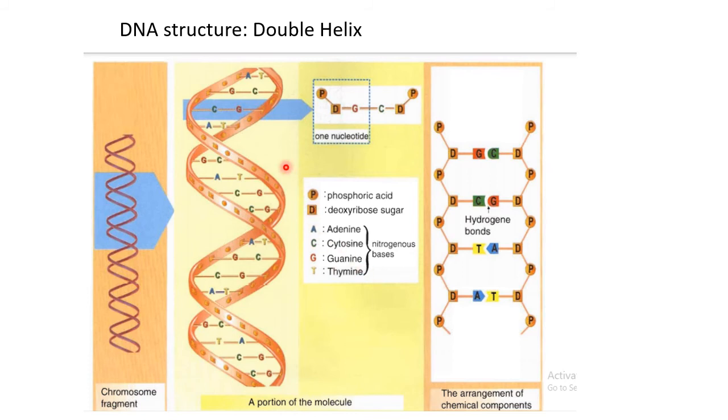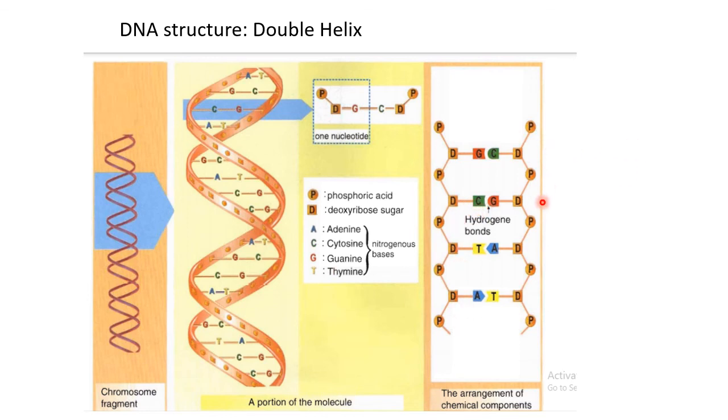It means the DNA has many nucleotides, and every nucleotide has three parts: phosphoric acid, deoxyribose sugar, and one of the nitrogenous bases. Okay, in every strand of the DNA we have this structure. It means a nucleotide bound with another nucleotide, and as follows it continues. We can see here the arrangement of the chemical components of the DNA. I have phosphoric acid, deoxyribose, and here G, guanine. Then we continue on this strand: phosphoric acid, deoxyribose, then cytosine, and we continue. It is a large molecule.